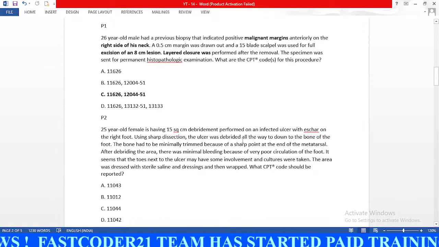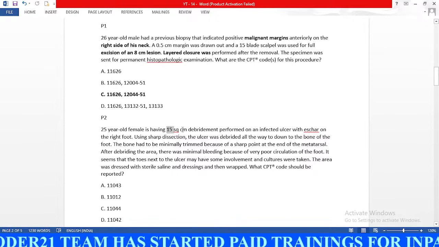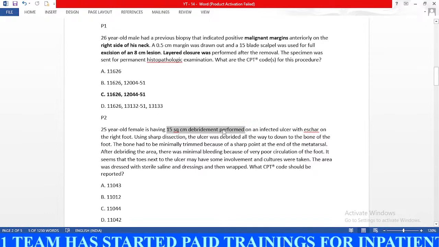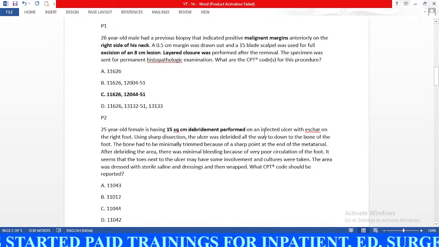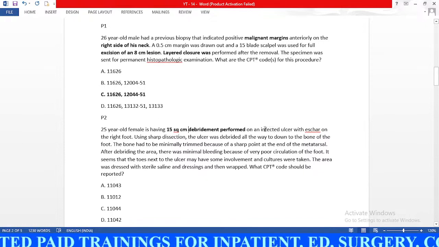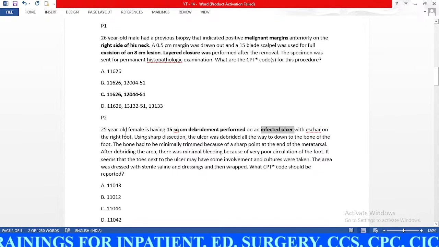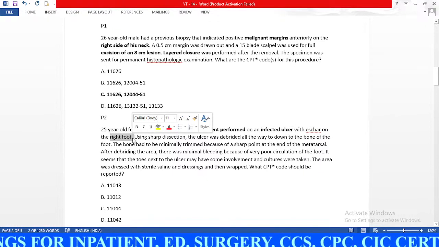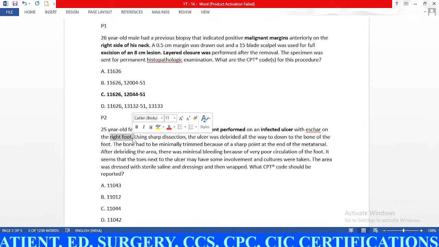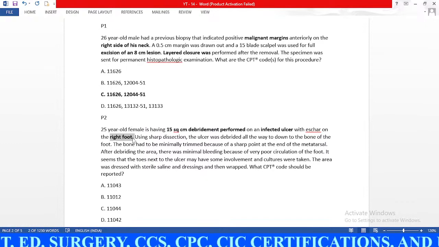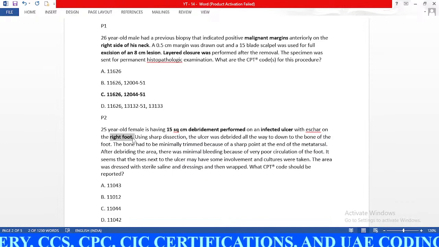We will start with the keywords first. Here, a 25-year-old female is having a 15 centimeter debridement. In debridement, we need to check how much debridement is performed on an infected ulcer. The infected ulcer is the medical necessity, with eschar on the right foot, so location is also important. Sorry guys, we don't know this language. I think it is Malayalam or Tamil. We know English or Hindi.